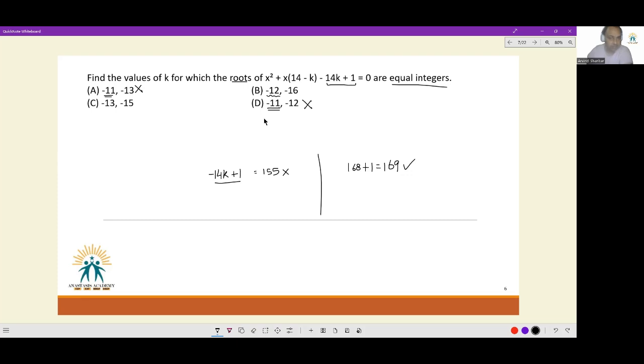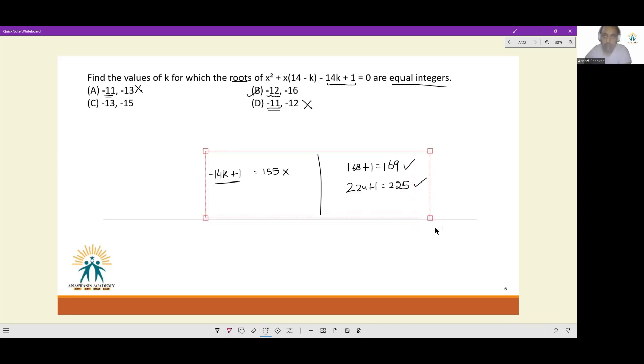So 12 survives. Then let me put down 16. Minus 14 into minus 16 gets me to 224. 224 plus 1 is equal to 225. It is also a perfect square. So this should be the answer. In terms of solving in the exam, this is all the work that one needs to do.